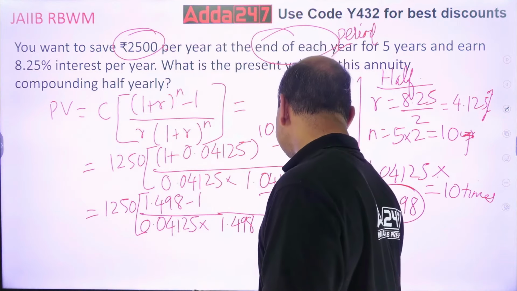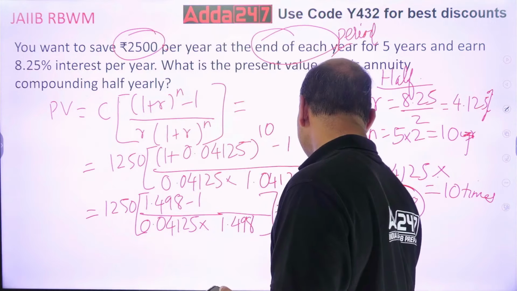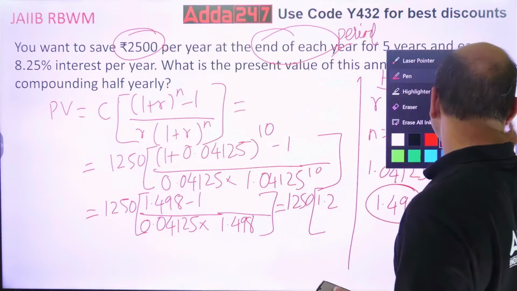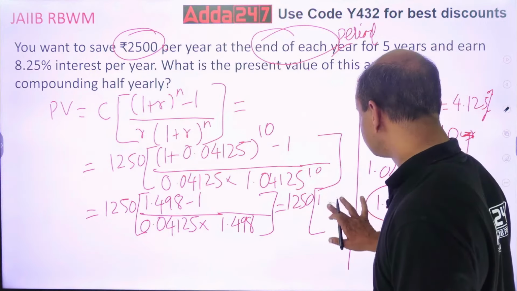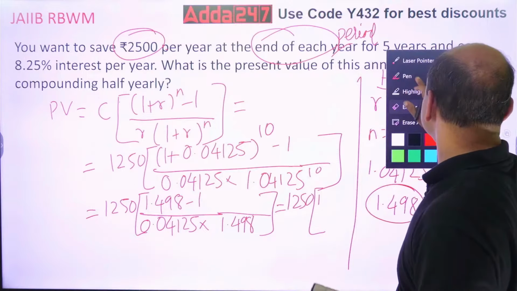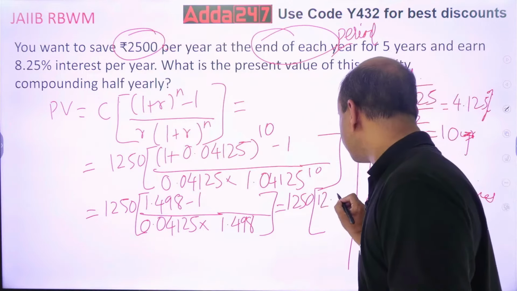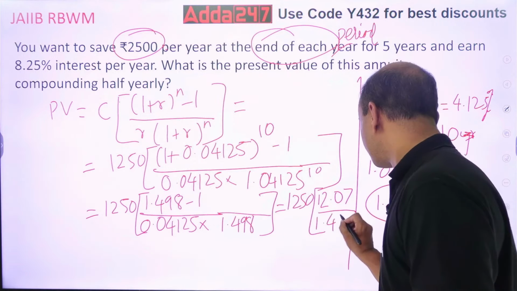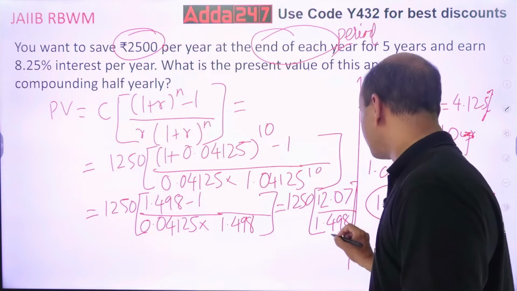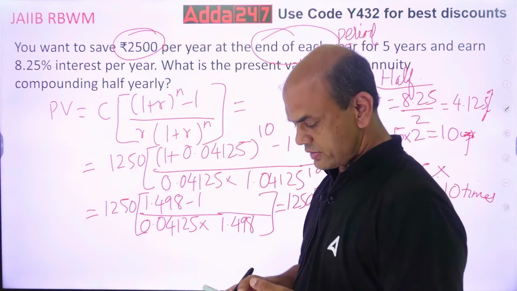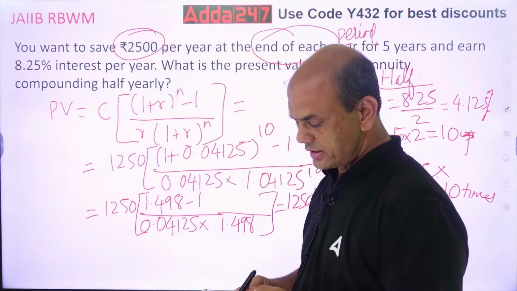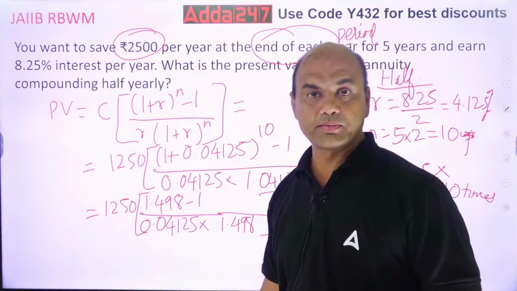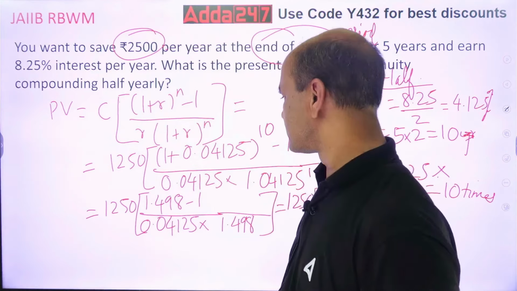Shall I write it separately? 1250 into 12.07. Sorry. It is 12.07 divided by this answer, 1.498. Now get the answer. Divided by 1.498. Everywhere keep the habit of writing. So it is 8.06.